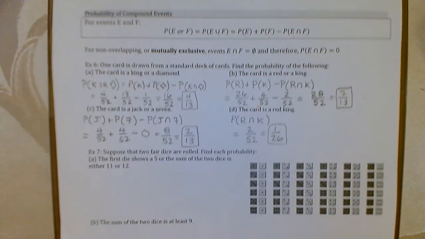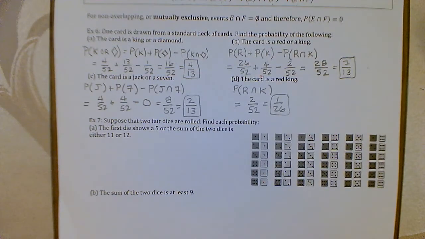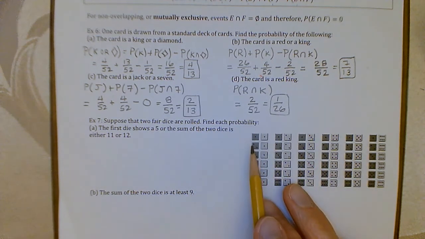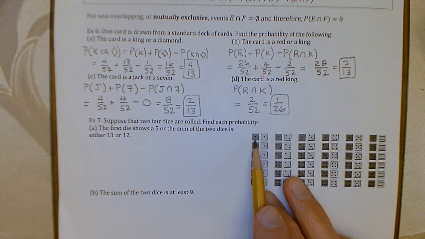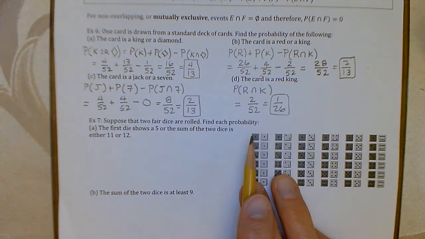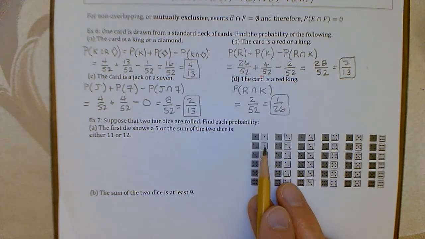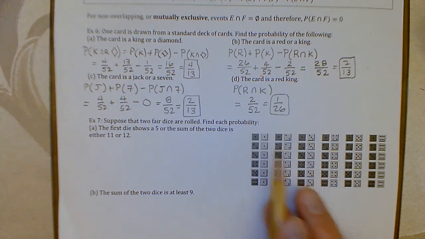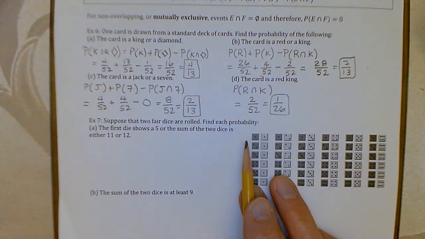All right, let's look at number 7. Suppose that 2 fair dice are rolled. Find each probability. So now some of you might say, well, what's the difference between a 2 and a 1 and a 1 and a 2, aren't those the same thing? Yes, but if we think of these as one event rather than 2 separate events, then each event is going to have a different probability and it's harder to calculate.